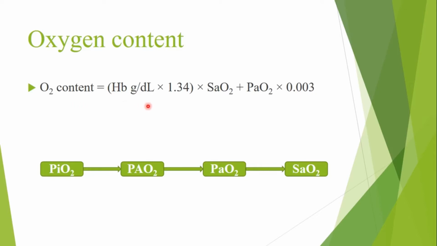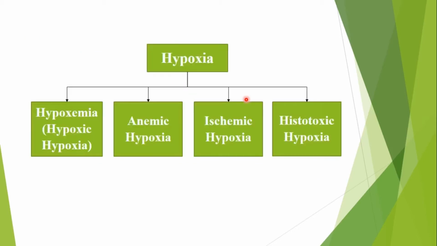You don't have to memorize it. You just have to understand that oxygen content depends on three factors. These factors are the hemoglobin concentration, the oxygen saturation, and the partial pressure of oxygen in the arterioles. And any reduction in one of these factors is going to reduce the oxygen content and result in hypoxia. So hypoxia can be categorized into four categories: hypoxemia, anemic hypoxia, ischemic hypoxia, and histotoxic hypoxia.